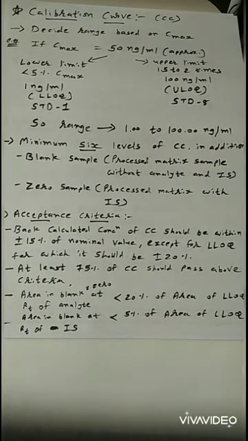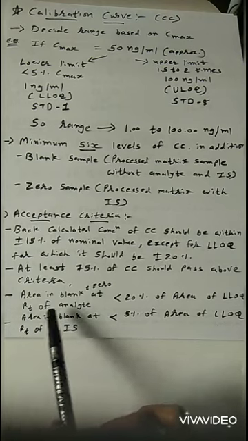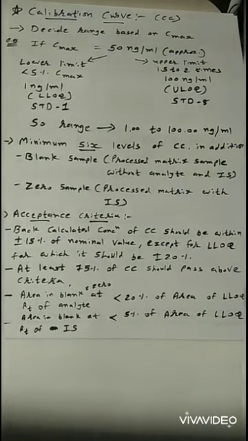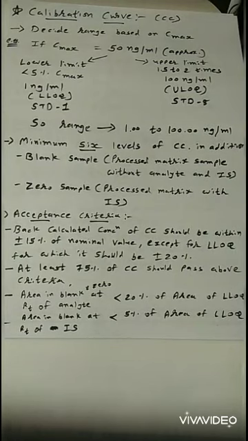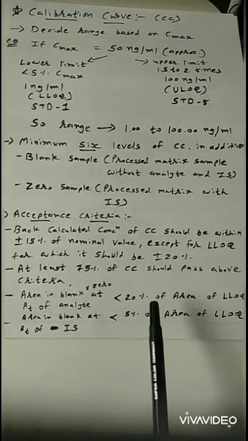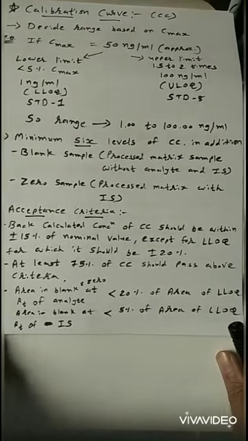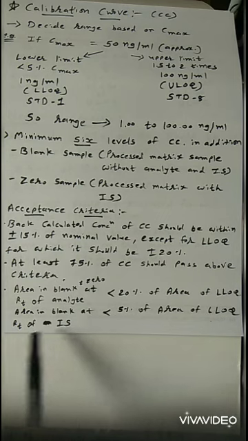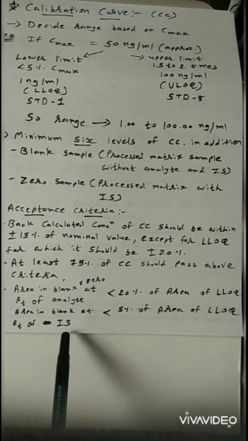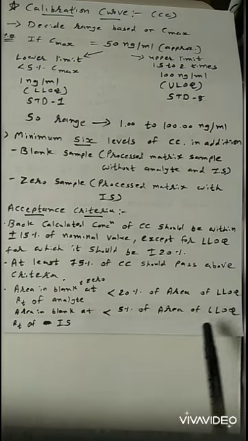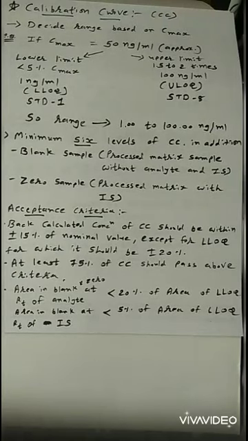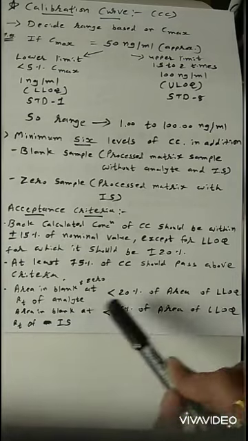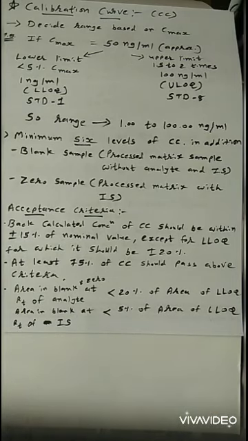Moreover, there is also the acceptance criteria for blank and zero sample. Now what is that criteria? The area in the blank and zero sample at the retention time of the analyte should be less than 20% of the area of the LLOQ. And the area in the blank at the retention time of the internal standard should be less than 5% of the area of the lower limit of quantification sample. This criteria I will explain to you by example in the later part of the method validation experiment.